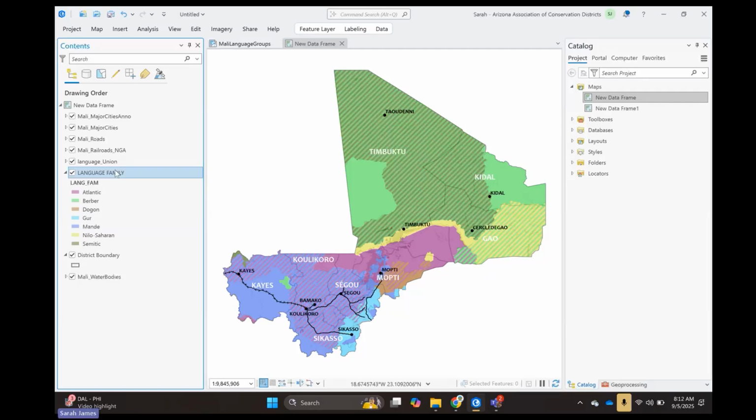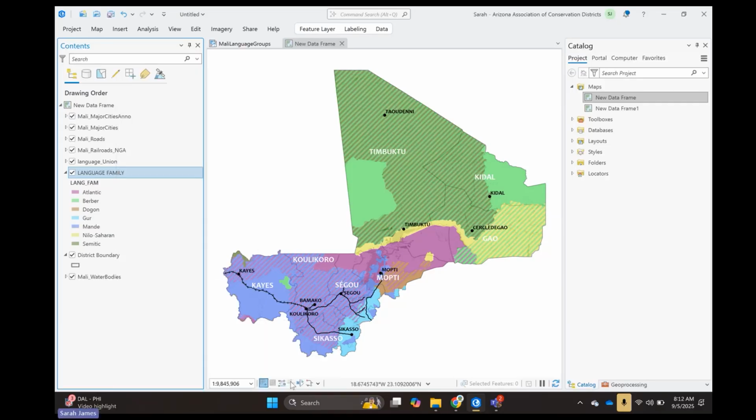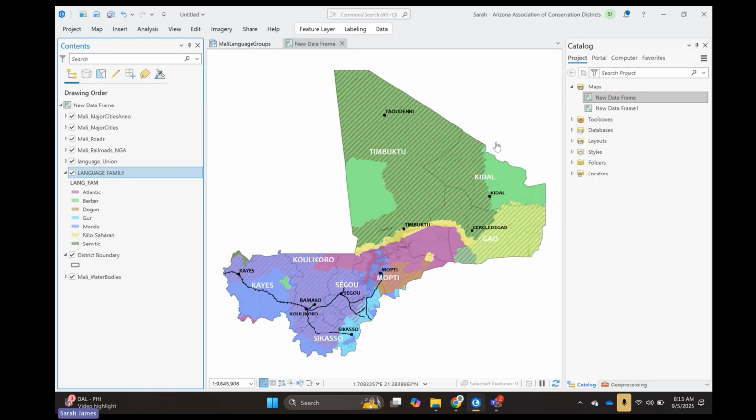If they didn't come in correctly, they would have an exclamation point, and you would just have to navigate. You'd have to right click, go to Data, hit Set Data Source, and then you'd be able to navigate to the correct folder that has that shapefile in it to bring that information back in here. So, much simpler than I would have thought, but that's how you can get your Arc Map folders into Arc Pro.